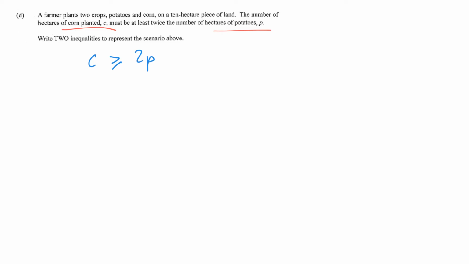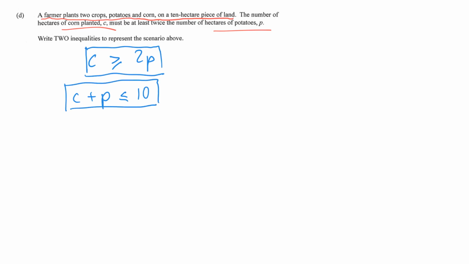The other inequality comes from the first sentence. It says a farmer plants corn and potato on a 10-hectare piece of land. Now, the farmer can use all 10 hectares of his land, but he doesn't necessarily have to. All we know is that the amount of corn and the amount of potatoes can't use over 10 hectares of land. So we have the inequality C plus P that has to be less than or equal to 10 hectares. And those are my 2 inequalities. C is greater than or equal to 2p, and C plus P is less than or equal to 10.